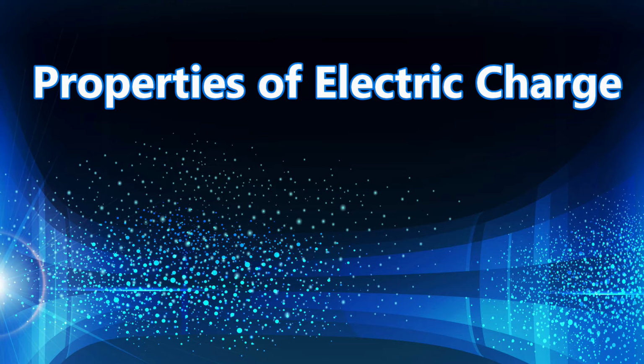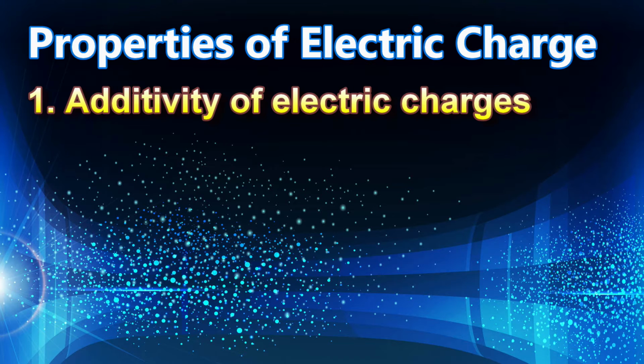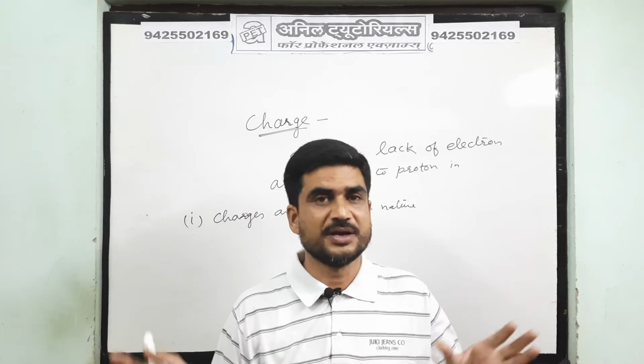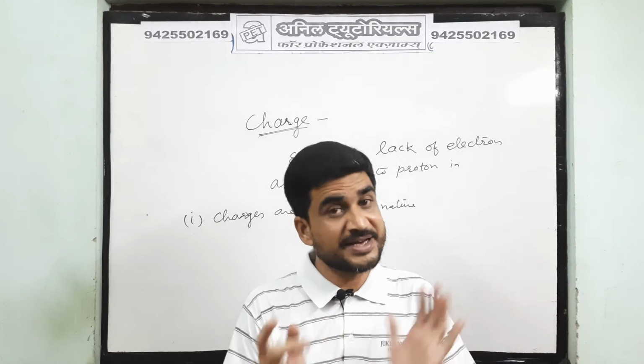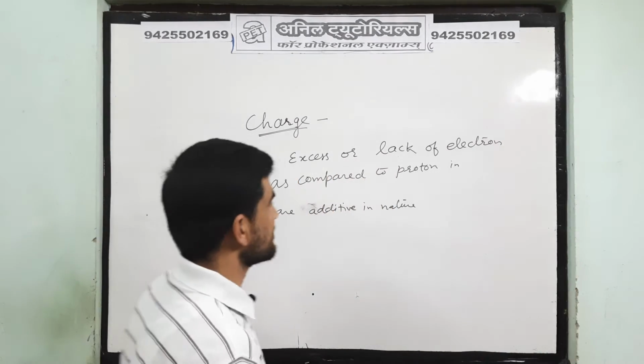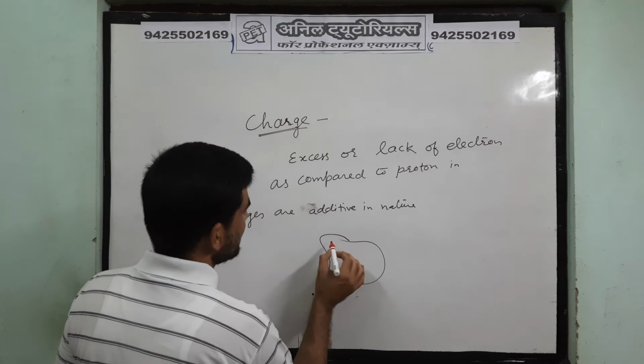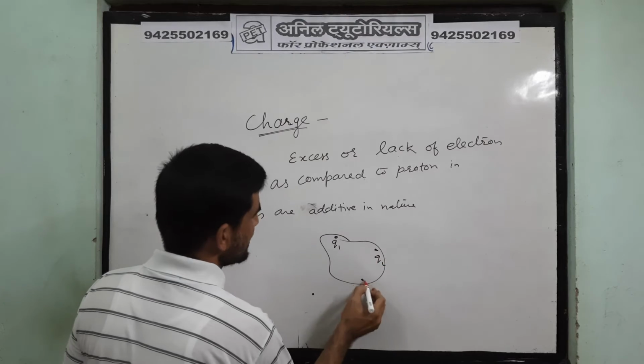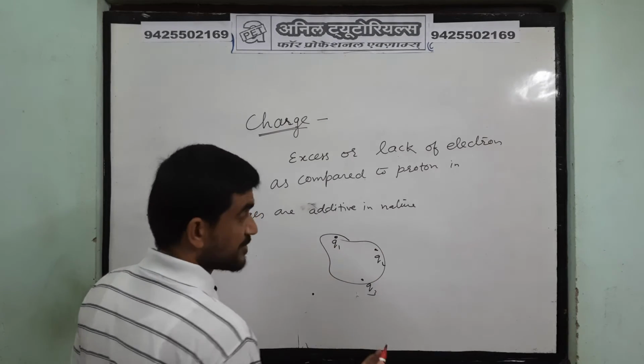We will see the properties of charge. First property: the charges are additive in nature. Additive, okay, what does it mean? Just like the numbers we add, negative and positive, similarly charges are additive. Suppose we have a substance where one part has charge Q1, here the charge is Q2, here the charge is Q3, maybe negative or positive.